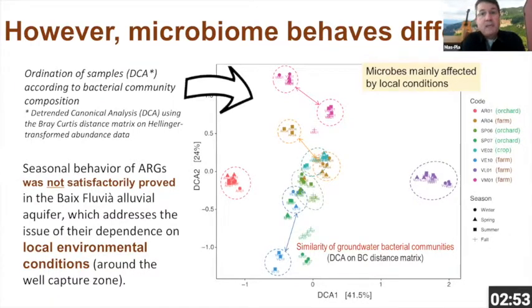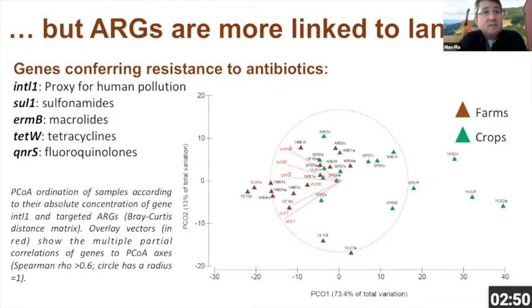If you go to the next slide, we'll see that when we plot the antibiotic resistant genes for different antibiotics in this principal coordination analysis, we plot them depending on whether the wells are located near farms, which will be a kind of point source, or belong to nearby agricultural areas where there are no farms. So that will be some kind of diffuse, distributed pollution. We see that the most common occurrence of antibiotic resistant genes tends to be located in those wells that belong to farms.